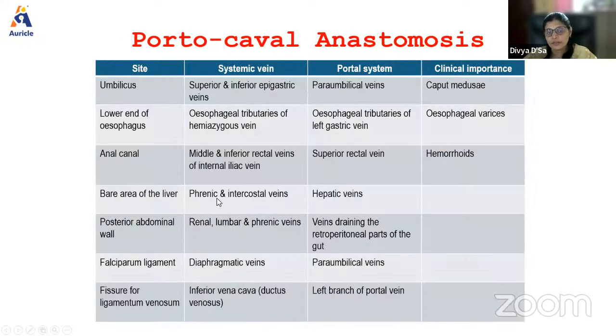Then near the bare area of the liver, the phrenic and intercostal veins anastomose with the hepatic veins. Then in the posterior abdominal wall, we see renal, lumbar and phrenic veins. They anastomose with veins draining the retroperitoneal part of the gut. Then before birth, in the falciform ligament, between the diaphragmatic veins and the paraumbilical veins, and in the fissure for ligamentum venosum in the liver, we have the inferior vena cava, which anastomoses with the left branch of the portal vein.